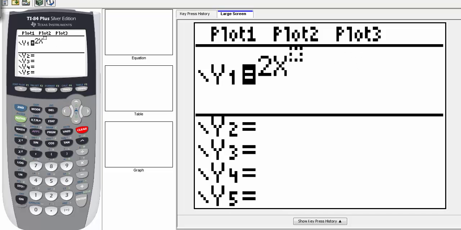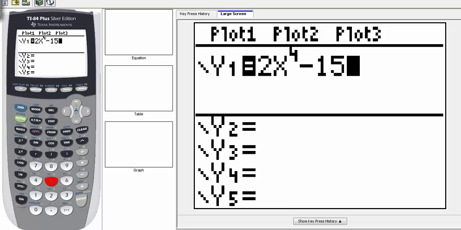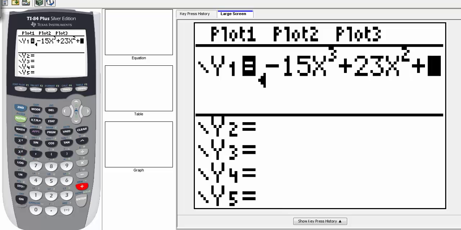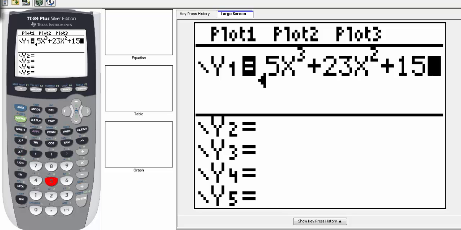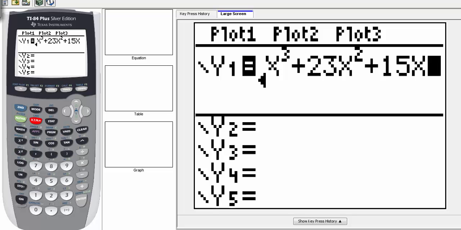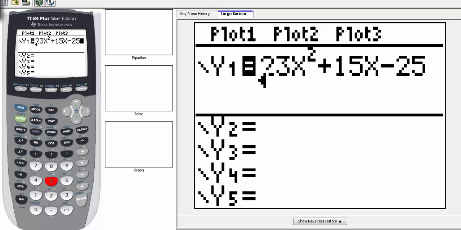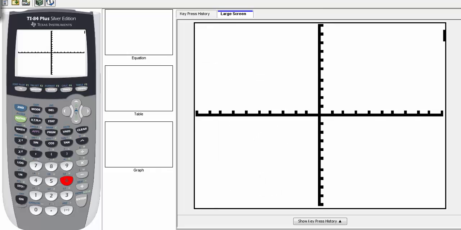Still in the exponent here. So we have 2x to the fourth minus 15x cubed plus 23x squared plus 15 times x minus 25. And again, I'm going to start with zoom standard.